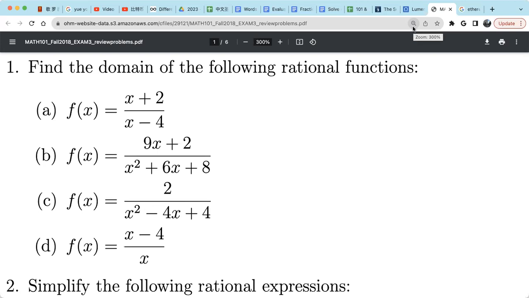Okay, let's do this algebra review. So the first question is find the domain of the following rational functions.